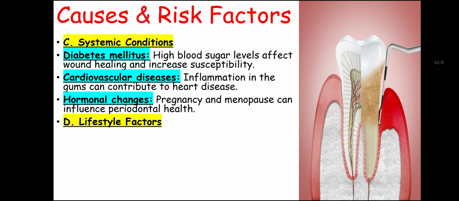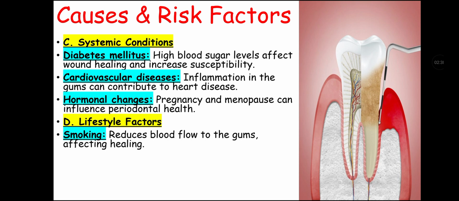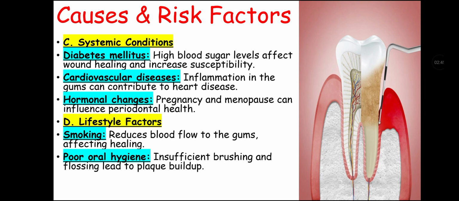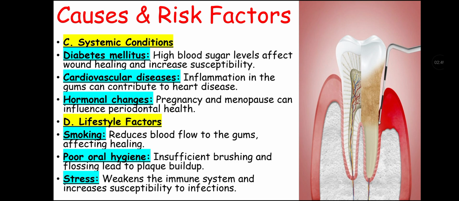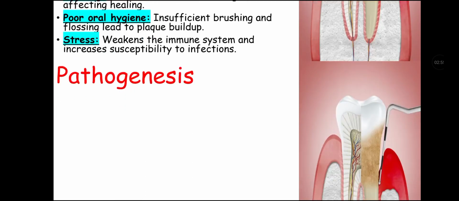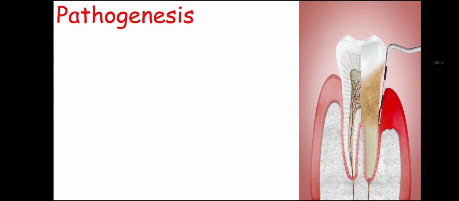And the next risk factor includes lifestyle factors that may include smoking, as it reduces blood flow to the gums, affecting healing. And poor oral hygiene, as insufficient brushing and flossing lead to plaque build-up, and stress that weakens the immune system and increases susceptibility to infection. So this was all about causes and risk factors of periodontitis.